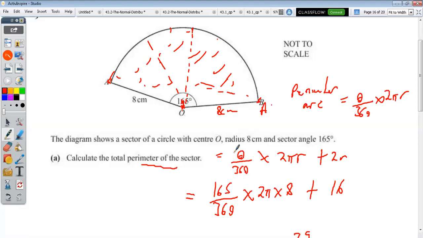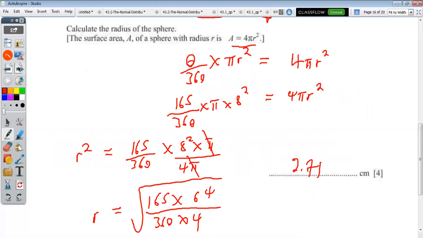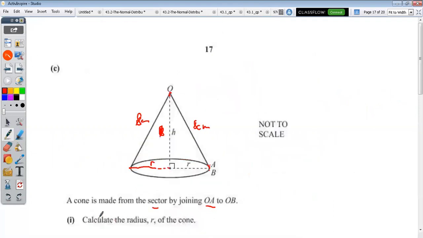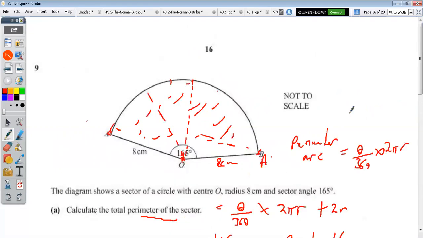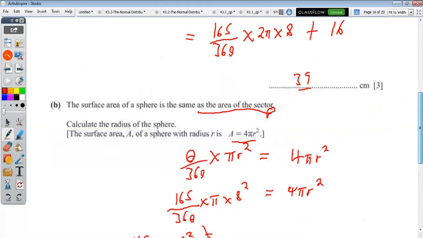But now, because we know the volume of a cone, did they give you the formula? Normally they give you. If they didn't give you, you should know the volume of the cone, by the way. So the cone is made by joining this. Okay, let's just check something here. The surface area of this sphere is the same as the area of the sector.